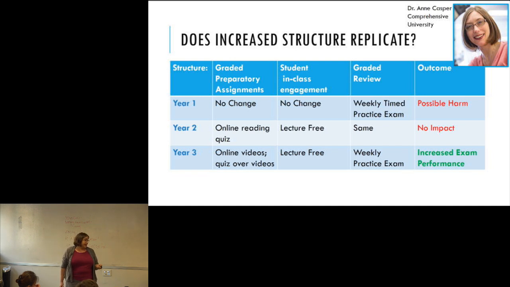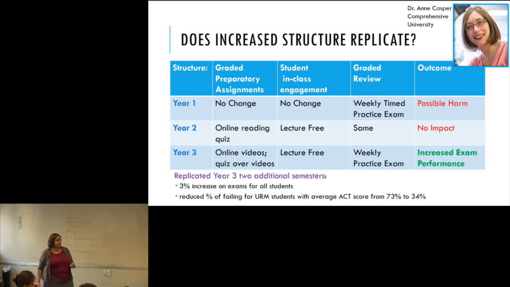So we replicated that for 2 more years and found an overall 3% increase on exams for all students. The effect on the failure rate was kind of astounding, and Anne was really proud of this. It reduced the failing rate of URM students, or the risk of that, from 73% to 34%. So context matters. What worked at the University of Washington didn't necessarily work without modifications in this novel context.